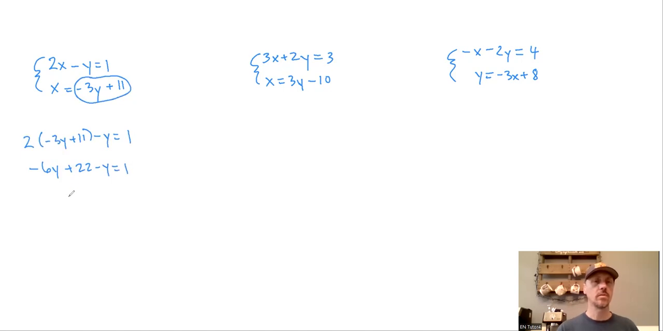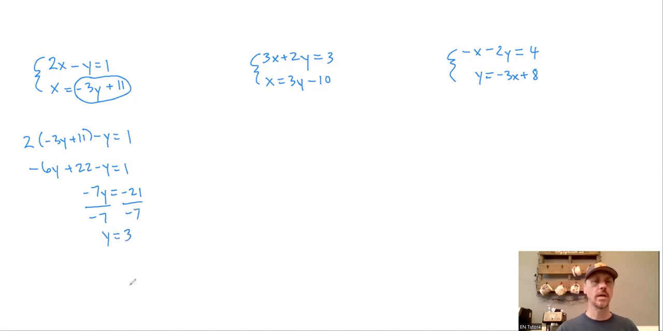When we get all of our y terms on one side and our numbers on the other side, we're going to end up with negative 7y on the left side here and negative 21 on the right side. And then if we divide both sides by negative 7, we get y equals 3.